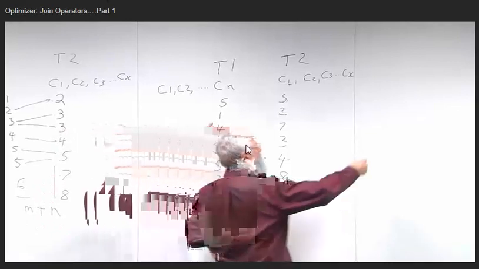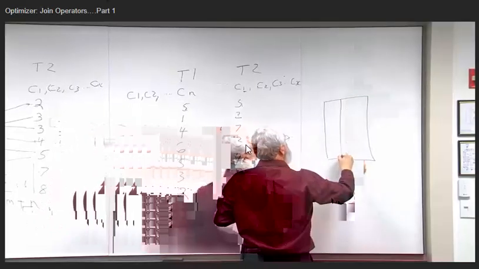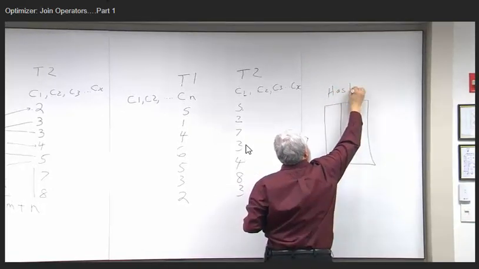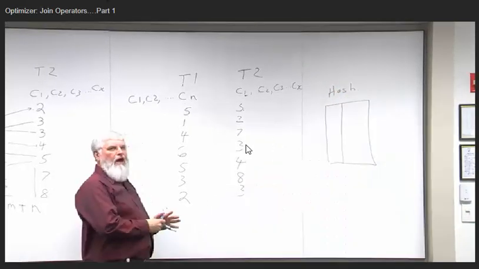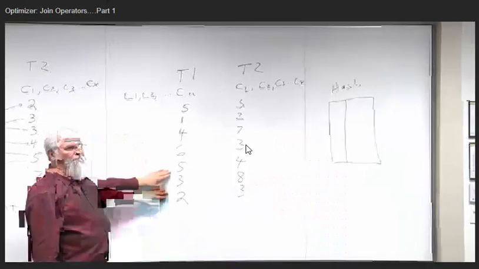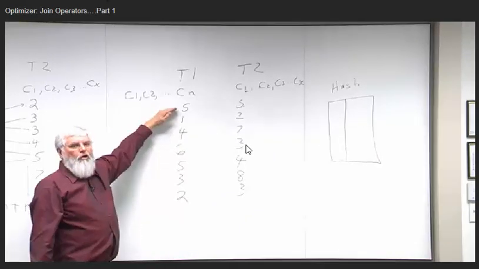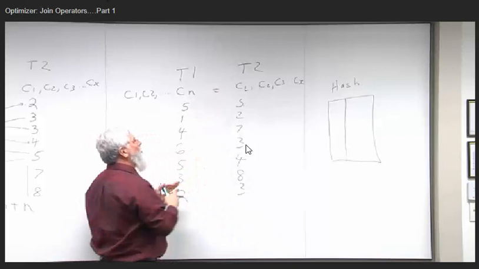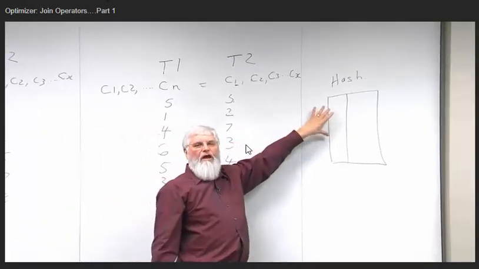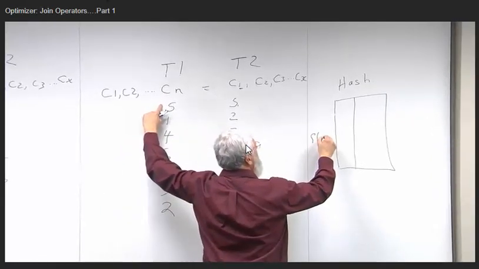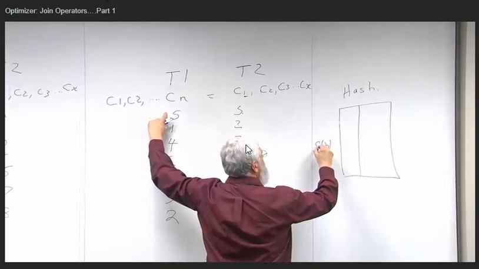So the hash table is just a structure that uses a hash function. I can read through the table, take each of the keys for the column that I want to do the equal join on, and hash it to a location in the hash table. So I just take a key, apply a mathematical function as a hash function, take the key as the input, and it will give me a slot.